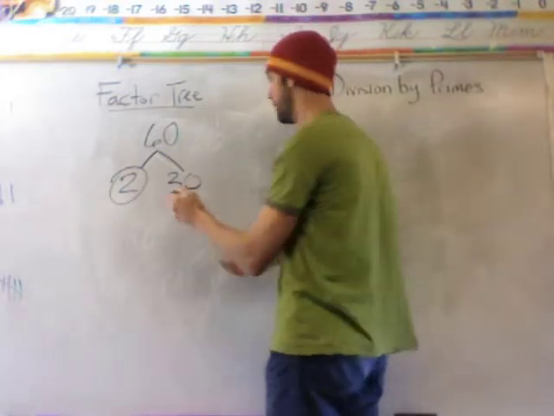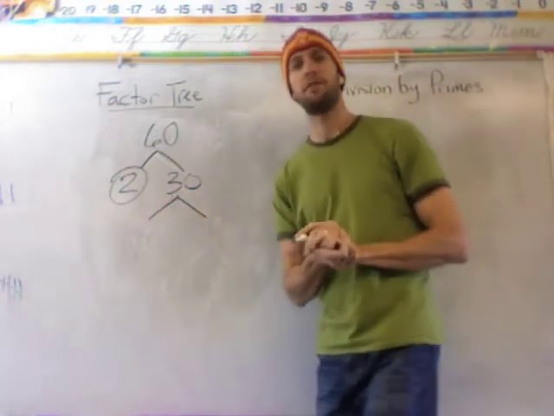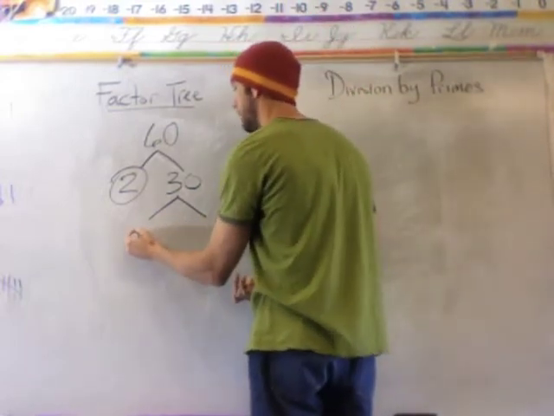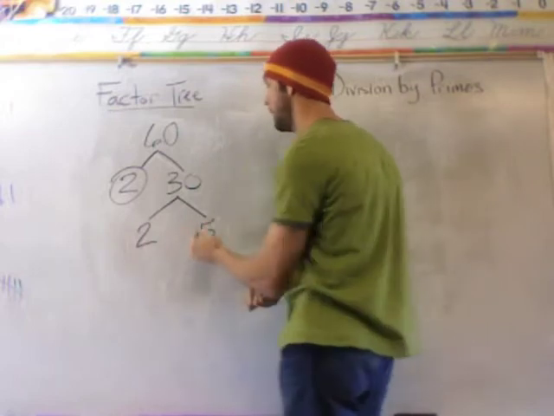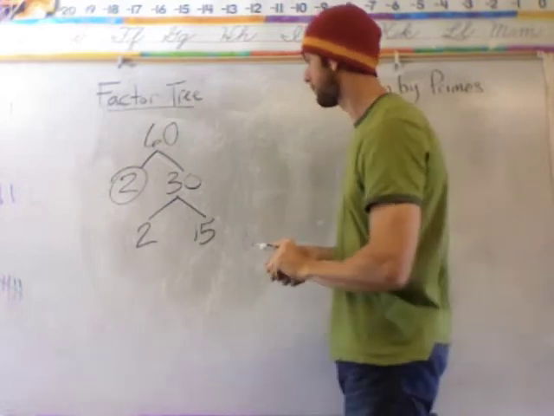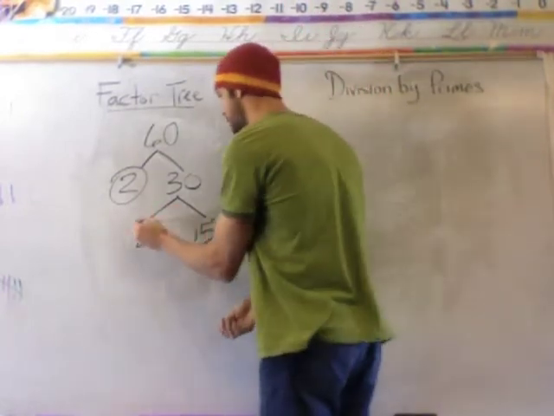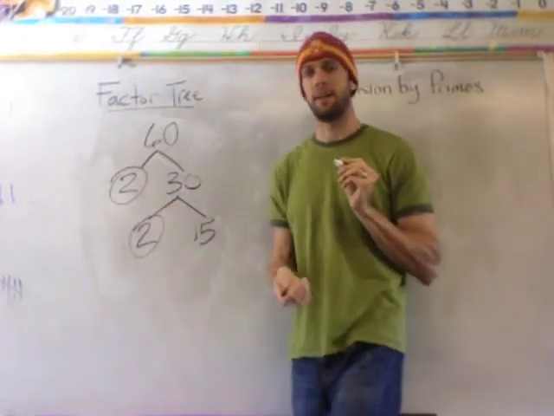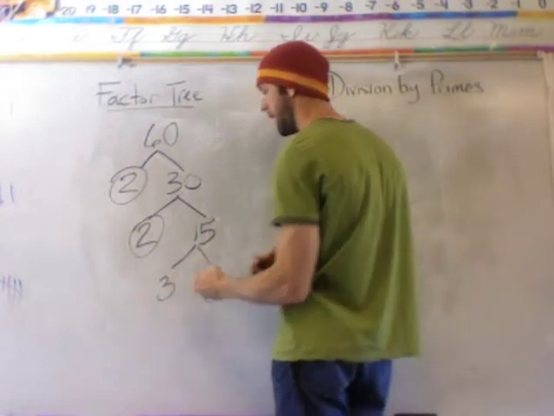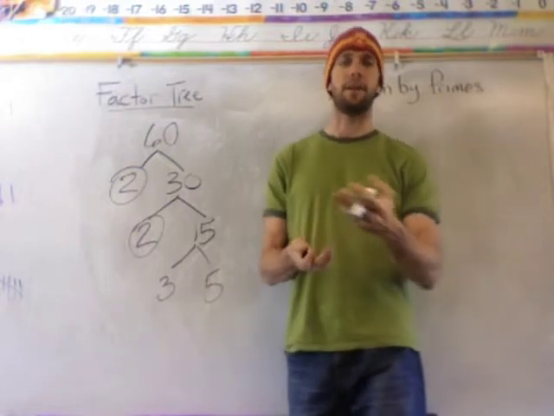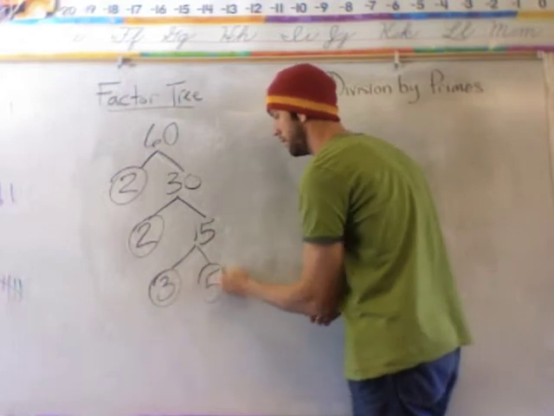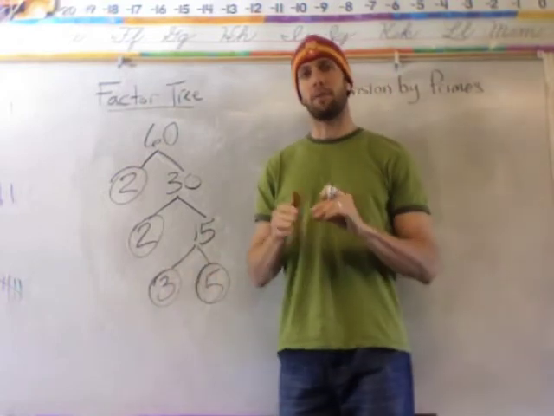30 is not prime, so we need to draw two branches off 30. Now what makes 30? 3 times 10, or maybe 2 times 15. Just pick one, that works. But don't pick 1 times 30. And then, oh, we have another 2. Another branch has ended. Now 15, what makes 15? You're going to find you're only going to have one choice. 3 times 5, 5 times 3. 5 and 3 are both prime numbers. All of our branches have ended.